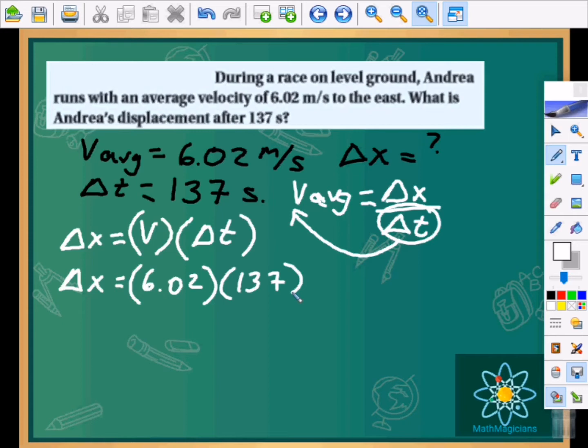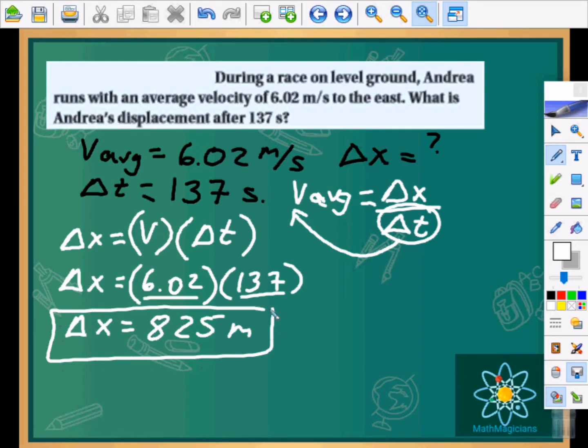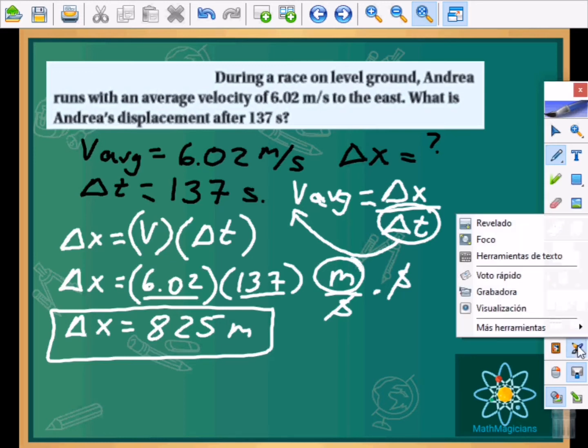824.74. But remember that we already know what significant figures are. When you multiply, you take the lowest amount of significant figures. That means that we're just going to use 3 significant figures. Your change in displacement would be 825 meters. Now, why meters? We saw that also in conversions. If I have meters over seconds, that is my velocity, and I have on the other side just seconds, that is your time, and you simplify, you get left with meters. With this, we will continue with the next one.